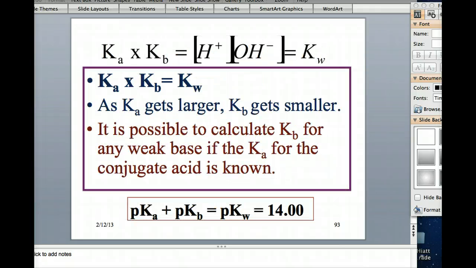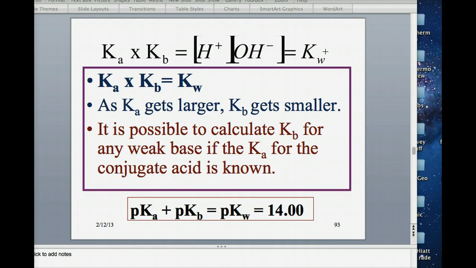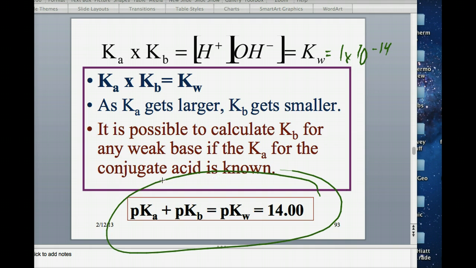All right, but if we take the negative log of everything, we knew that this top equation was equal to 1 times 10 to the negative 14. If we take the log of both sides, if you remember correctly, we're left with pH plus pOH yielding 14. We already had that one, but now we're going to take the negative log of the Ka's as well, and you end up with this new equation on the bottom.